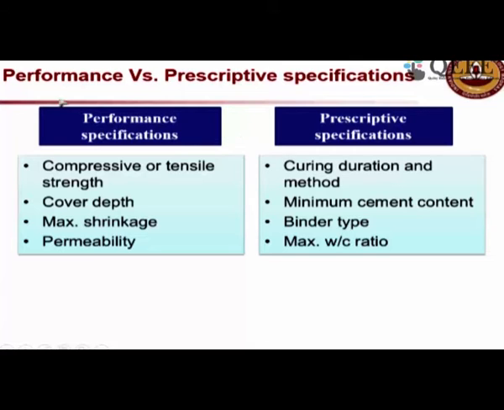On the left side, we have performance specifications where we say, whatever you do, your compressive strength or tensile strength of the concrete should be so and so at a particular time. For example, cover depth: if you have a deck being cast, we can check whether the cover depth is appropriate or not, because most of the time we see that the cover depth is much less than the prescribed cover depth.